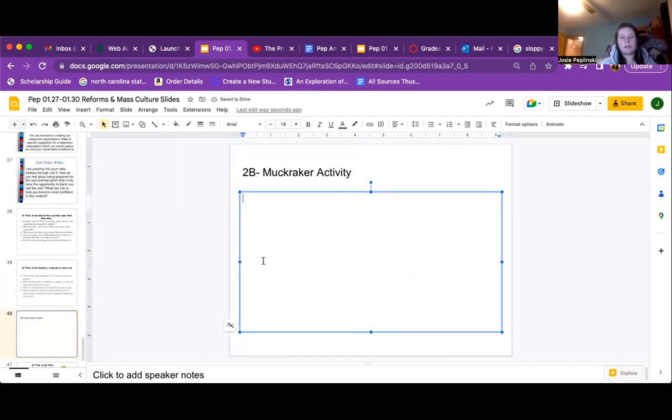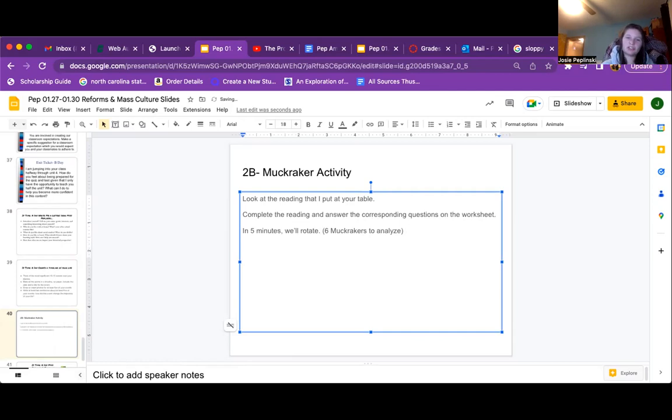Okay. You're going to look at the worksheet at the reading that I put at your table. Complete the reading and answer the corresponding questions on the worksheet. In 5 minutes, we'll rotate. So there are 6 muckrakers to analyze in total. We'll not have you fill out the whole thing based on how much time we have available in class.